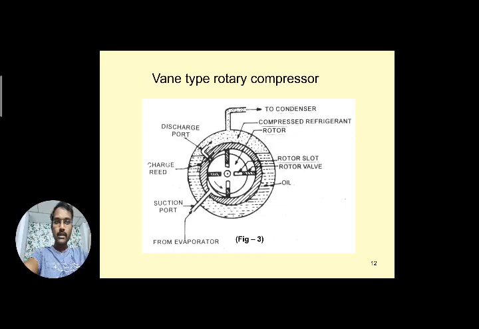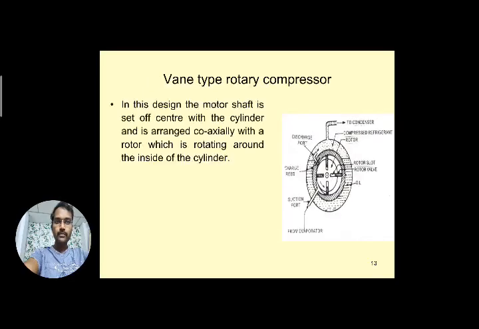And next, if you see the working, in this design the motor shaft is set off center with the cylinder and is arranged coaxially with the rotor. So it is arranged coaxially with the rotor, which is rotating around the inside of the cylinder. The movement of the rotor is rotating around inside the cylinder. So we'll see what is happening during this rotation.